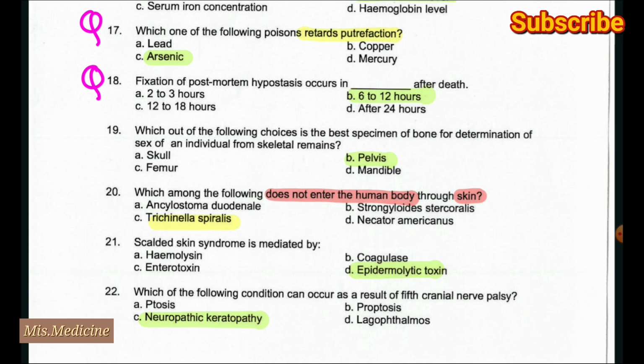Next question, which of the following conditions can occur as a result of fifth cranial nerve palsy? Neuropathic keratopathy.